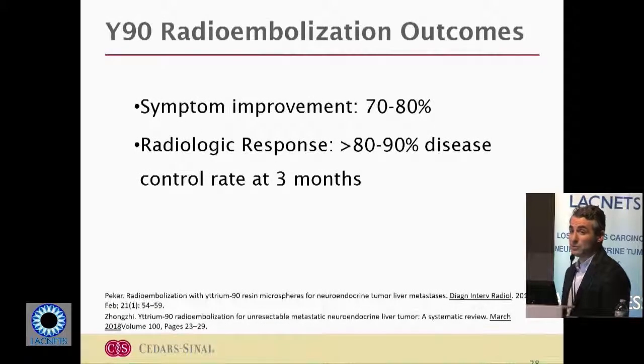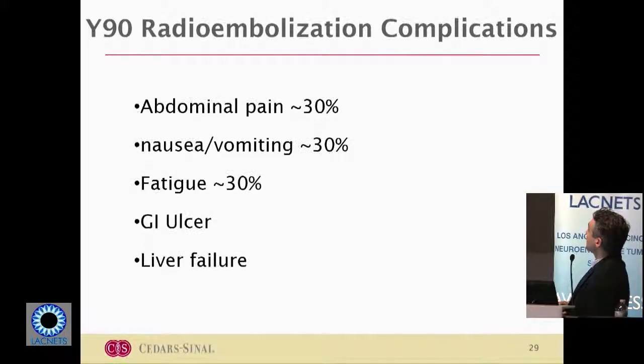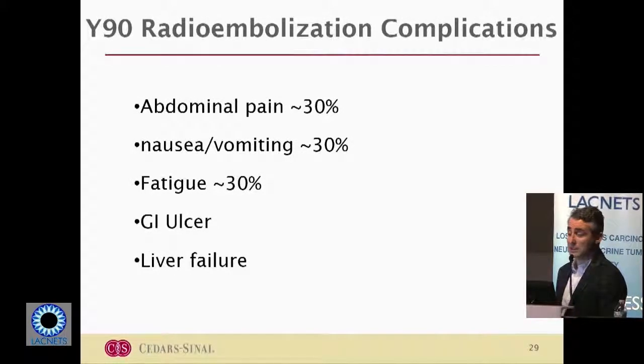So outcomes for radioembolization are also good, 70 to 80% symptom improvement and greater than 80% radiologic response, or disease control, I should say. Complications, it's common to have abdominal pain, nausea, vomiting. Often patients will complain of fatigue. Those are all self-limited. GI ulceration, when you get some of those radioactive spheres into the bowel, they can cause ulcers basically. That happens probably less than 1% of the time, not common at all.